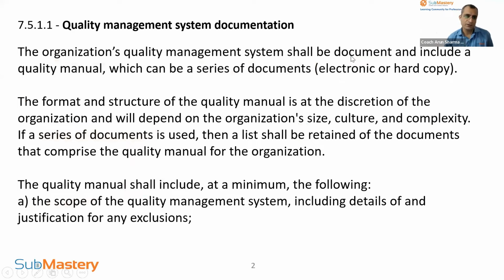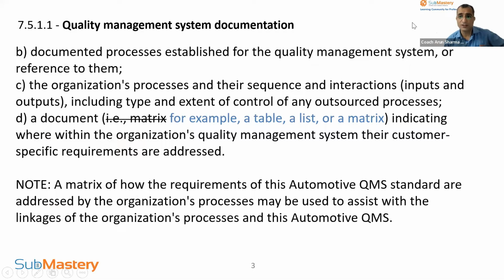Number two, documented processes established for the quality management system, or a reference to them. So what you should also write is the list of documented processes, the list of SOPs.